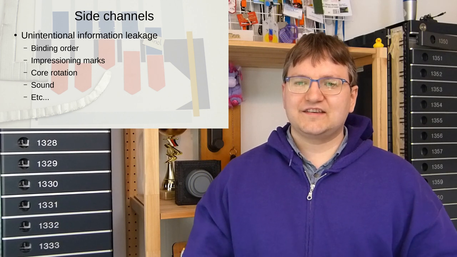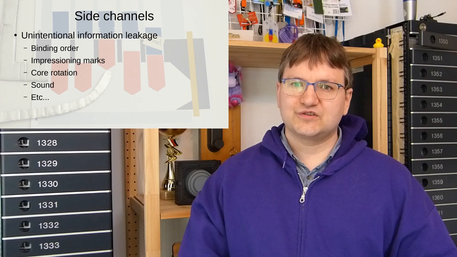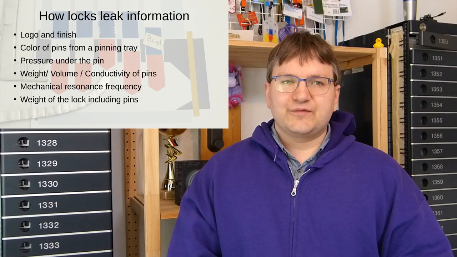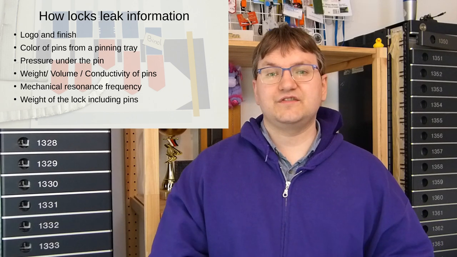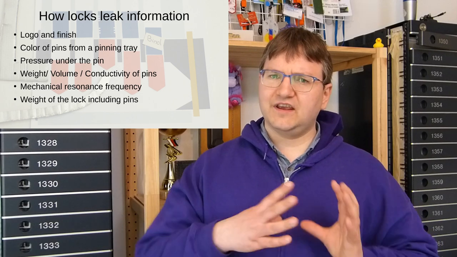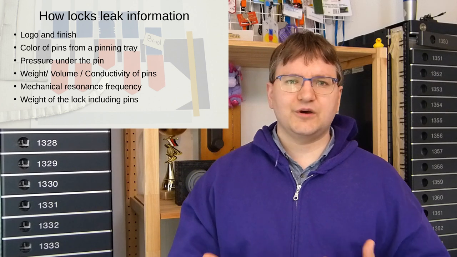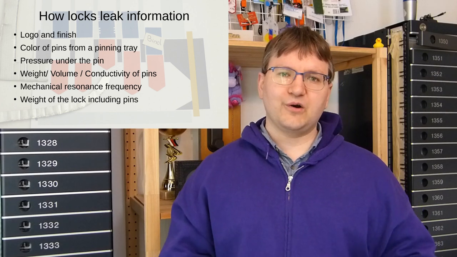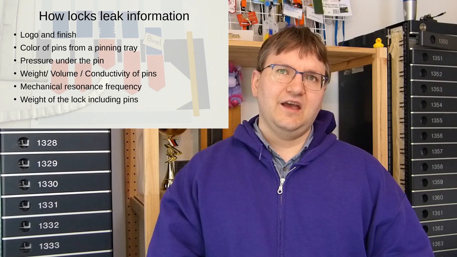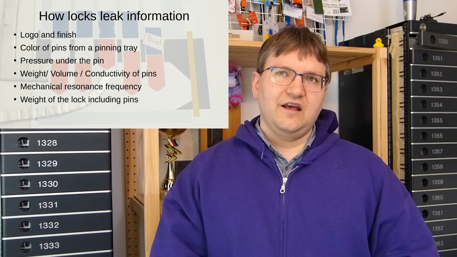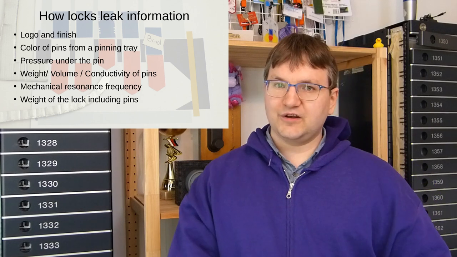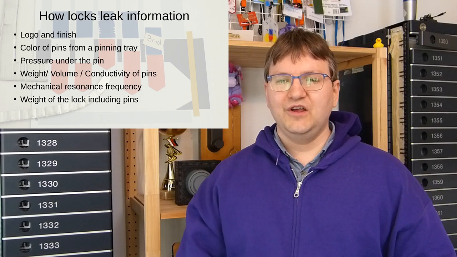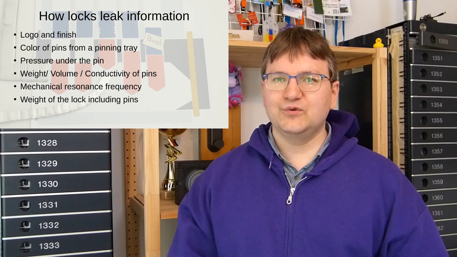And we want to apply this to locks. So for example, in locks, we can measure resonance frequencies. We can measure rotation angles, or we can just observe what type of lock it is. There are a lot of different ways. Some are subtle, some are not so subtle. So let me just start with a few that are not very subtle.